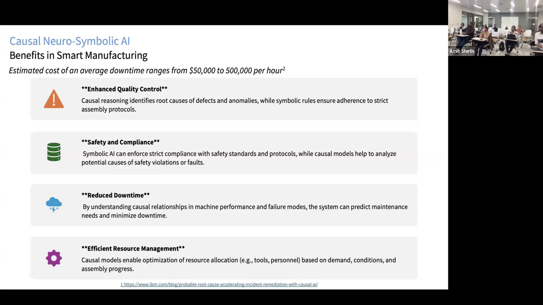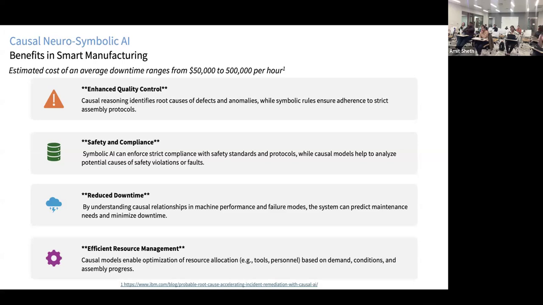We can do, as we said, root cause analysis to analyze the defects and anomalies, where they happened. We can use symbolic AI to incorporate safety critical protocols. We can use causal models to analyze the potential causes of a safety violation. We can reduce the downtime by quickly understanding the failure modes and the causal relationship between the machine performance, and we can easily predict maintenance needs and minimize downtime beforehand. It can assist in efficient resource management. So the models can enable us to optimize resource allocation based on the demand, condition, and assembly processes. So we can be prepared earlier rather than when the problem arises.